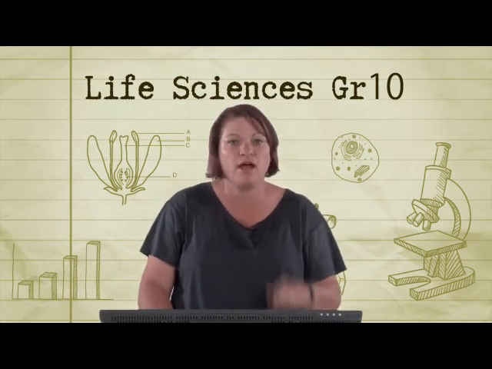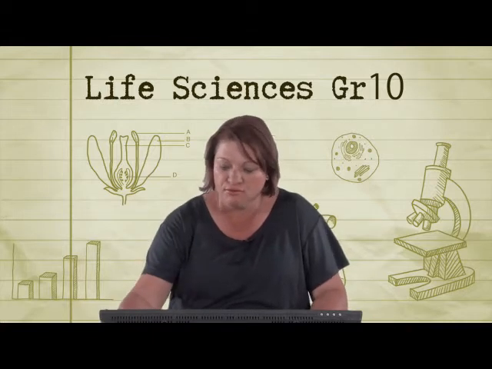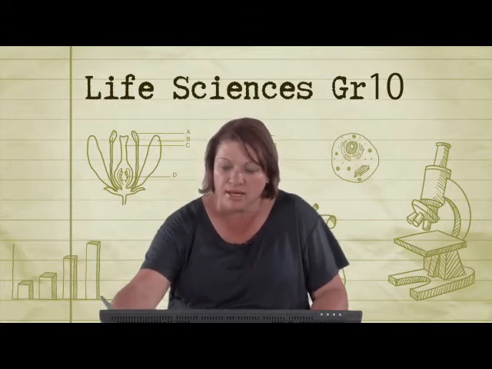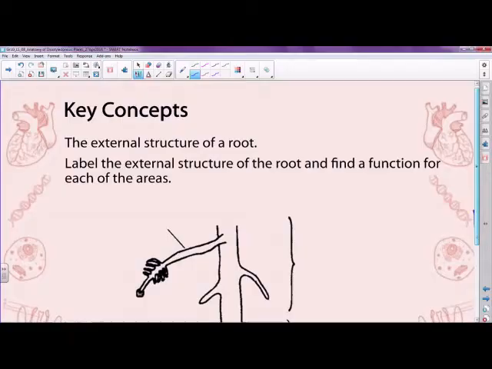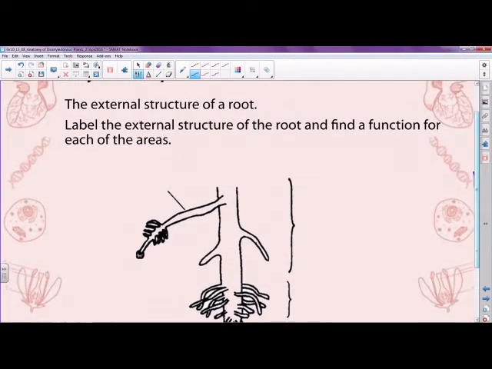Okay, right, so what is the first thing we need to look at? We need to look at what the root actually looks like. Now again, you've just come from doing a little bit of work for me, and I'm going to make you work again. The next diagram, which is an important diagram for you to learn, is what a root looks like on the outside. And remember, the word we use for outside is external.